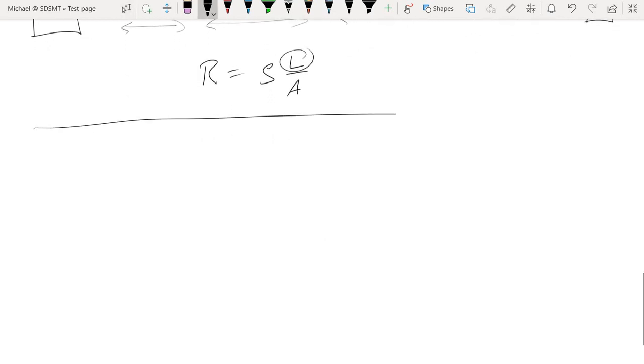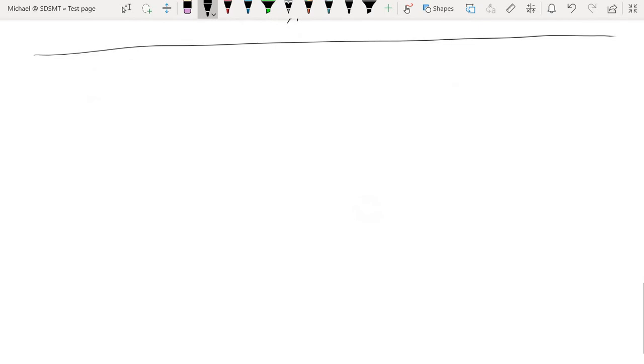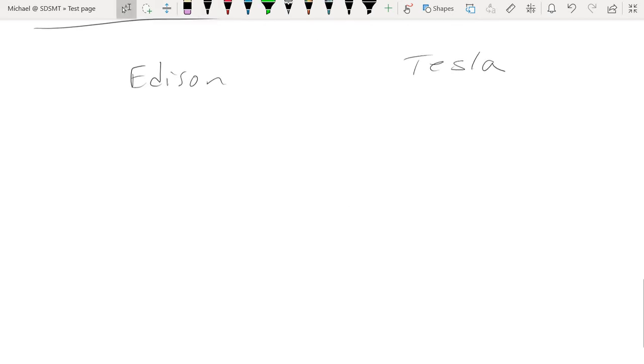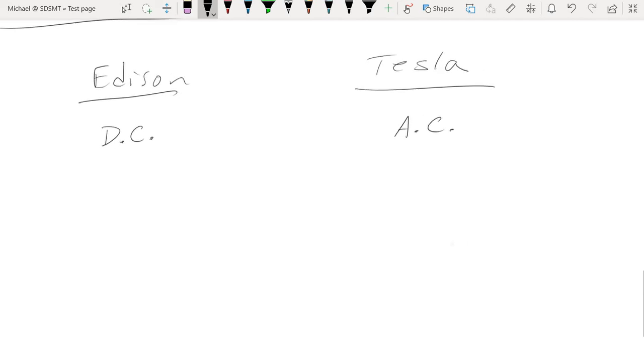But there was a huge battle between Thomas Edison and Nikola Tesla about what version of electricity we should be using. And Edison was a big proponent of direct current, and Tesla was a proponent of alternating current.